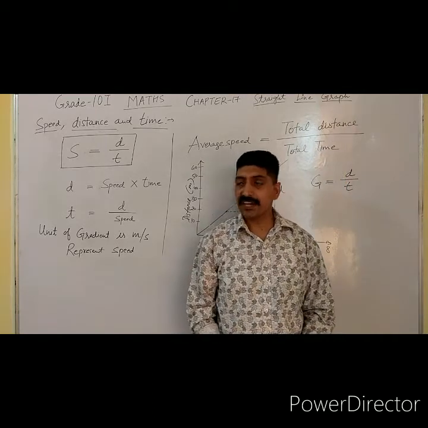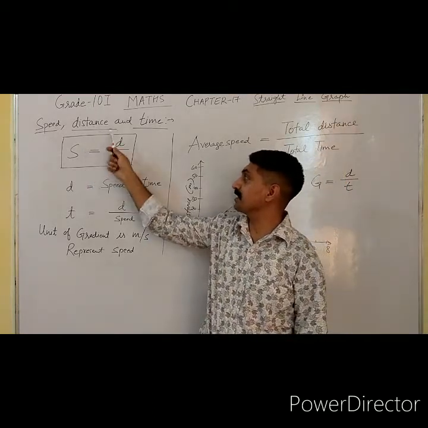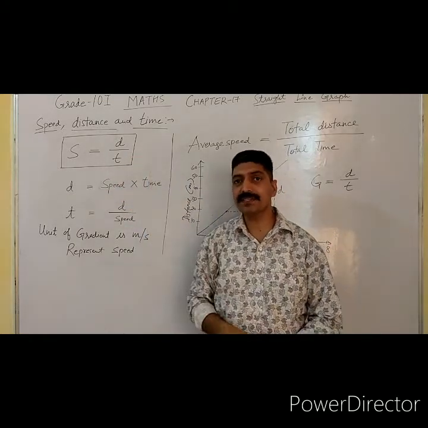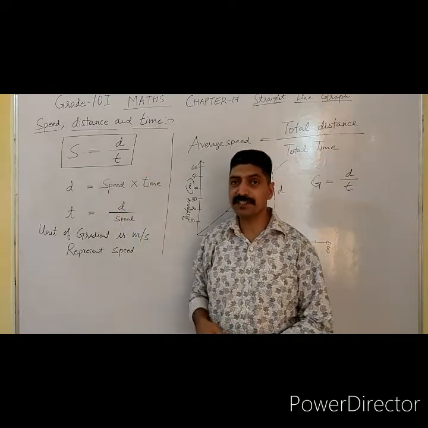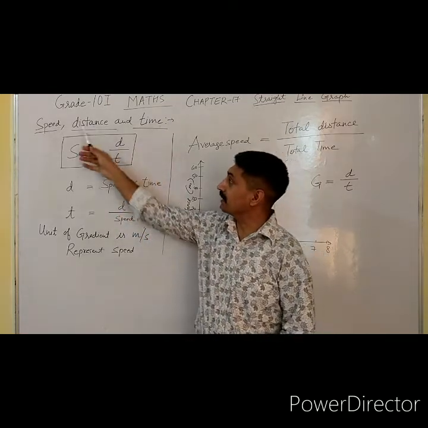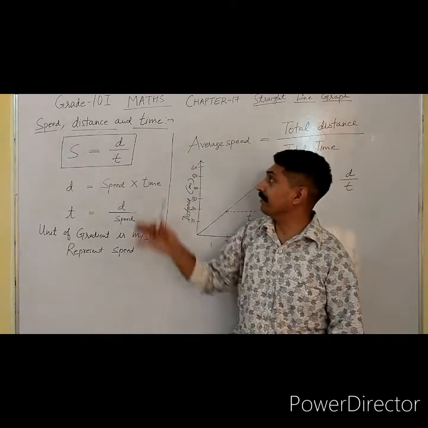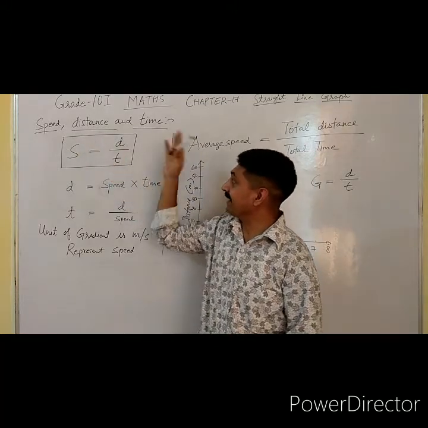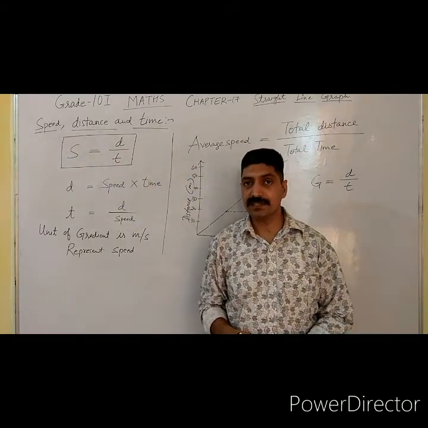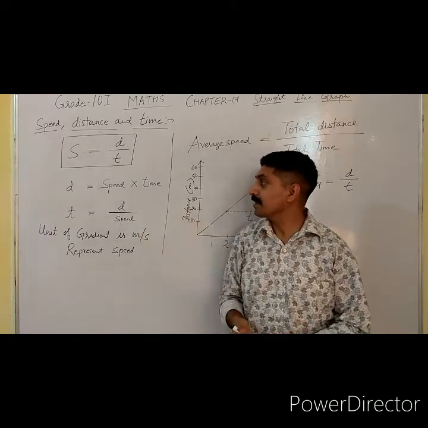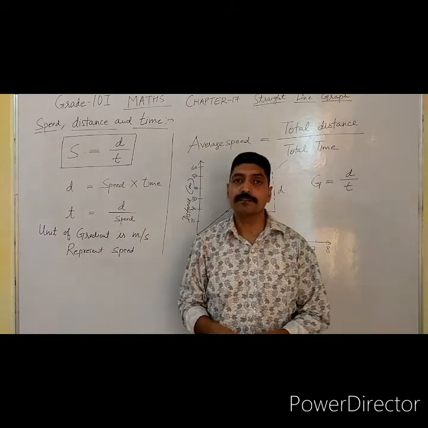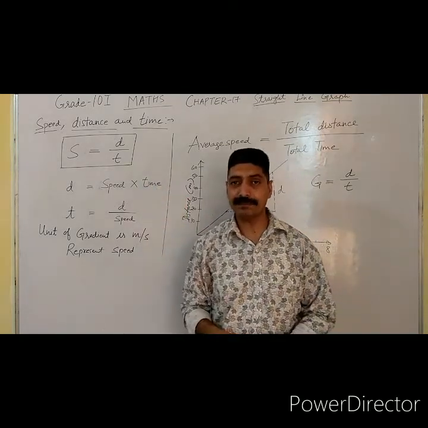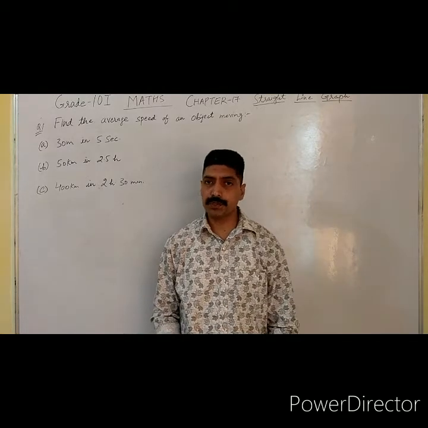Now let's take some examples based on speed, distance and time. If we are given the time and distance, we can find the speed, or if we are given the speed and distance, we can find time, or if we are given speed and time, we can find the distance. So we can take some questions from the book, chapter number 17, based on speed, distance and time. We have a first question.